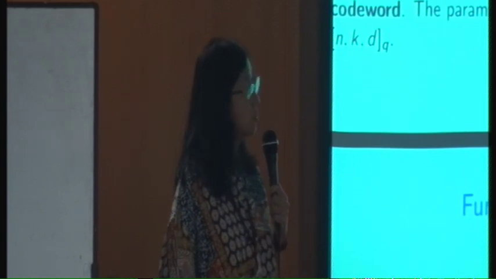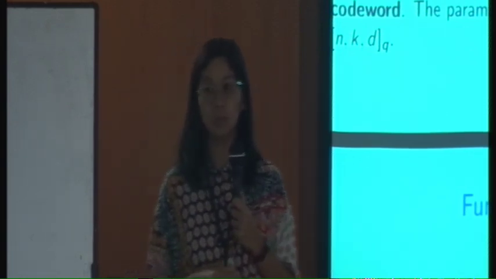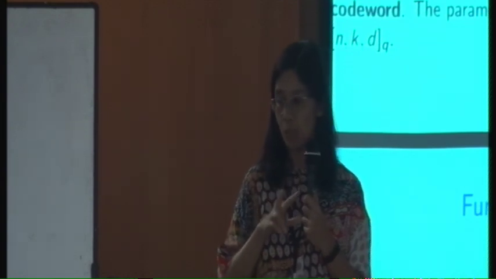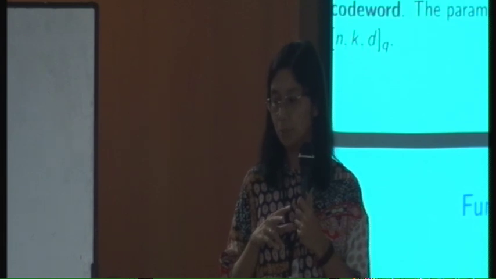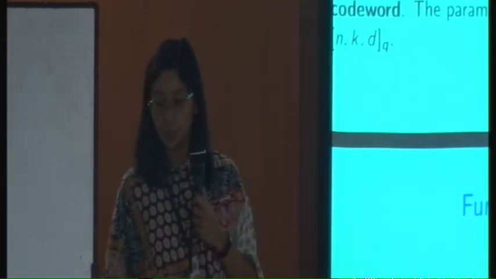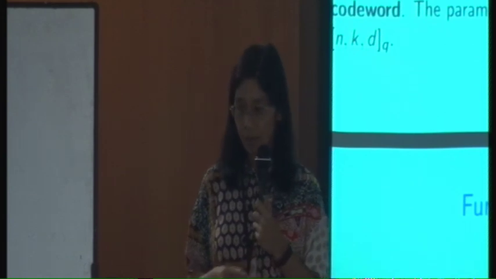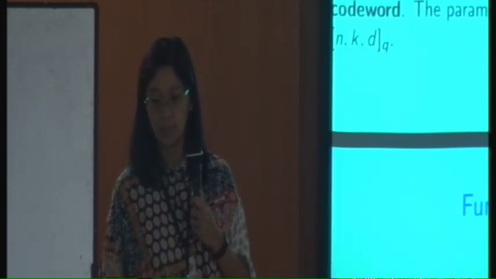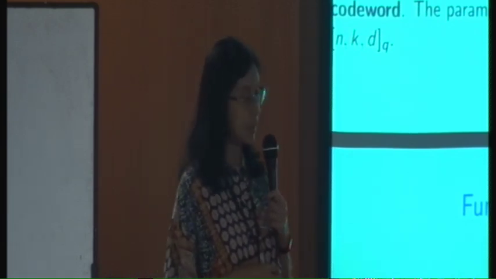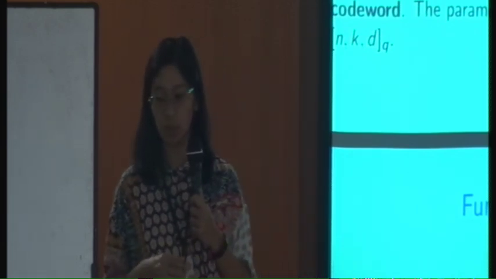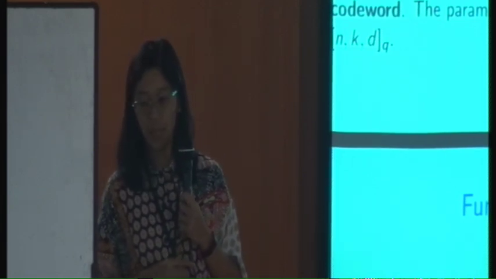And the minimum distance of a code C is the minimum distance between two vectors in C which are not equal. And we call the error correcting capacity t of C the minimum distance of C minus 1, over 2, and then take the floor.